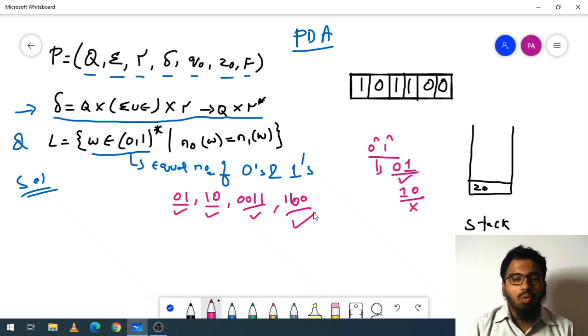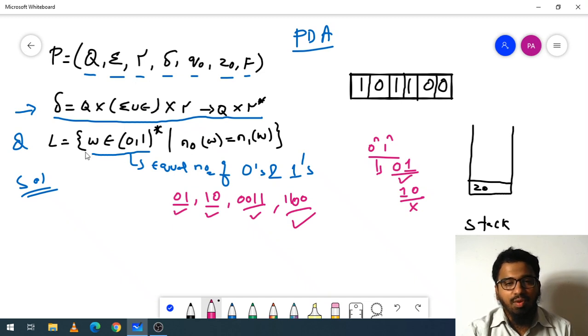I hope you understand this. Whenever we have this kind of language, you need to design a string in such a way that the language is satisfied. If I take any one of these, it is valid. Let me check 1 0 1 1 0 0. Is it valid? Yes. There are 3 ones and 3 zeros, so equal numbers of zeros and ones.